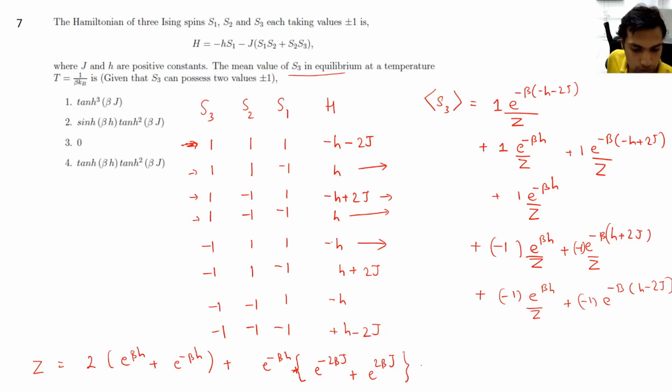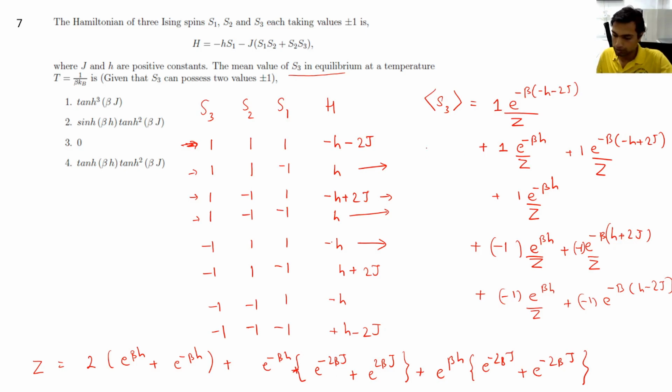Then we have to take care of this term. Okay, so minus beta, so it will be e to the power beta h e to the power minus 2 beta j plus e to the power minus 2 beta j. Okay, so now we can take these 2 common, so this you can write as cos hyperbolic 2 beta j, and then you can take these 2 terms common.